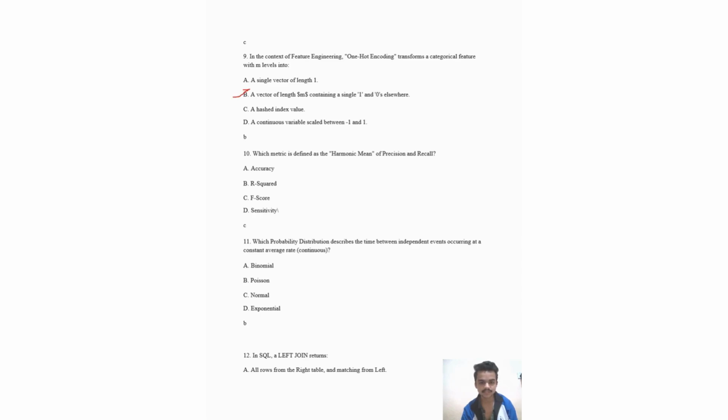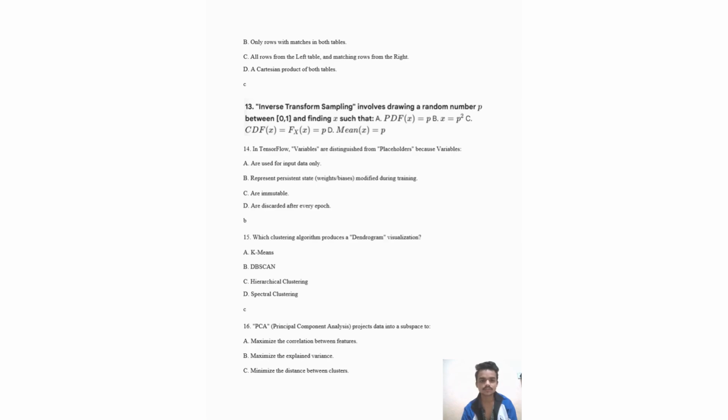Which metric is defined as the harmonic mean of precision and recall? So F score is that only, we know that. Which probability distribution describes the time between independent events occurring at a constant average rate? So here the answer will be Poisson. In SQL, a left join returns all rows from the left table and matching rows from the right. Option B, only rows with matches in both tables; all rows from the left table and matching rows from the right. This one is correct.